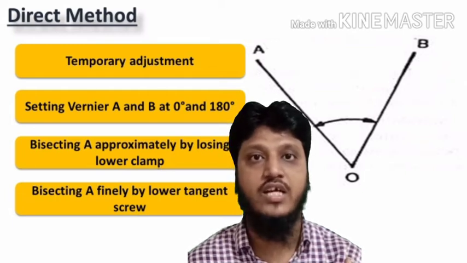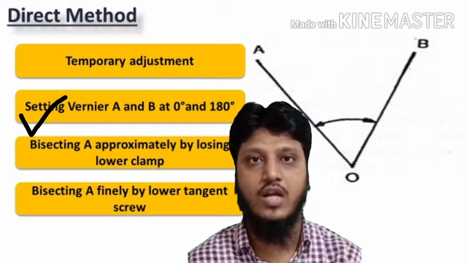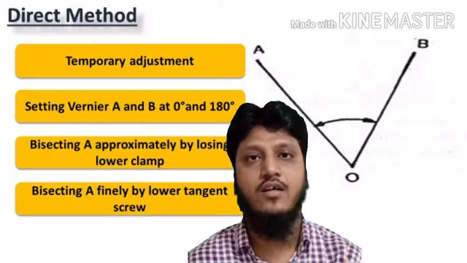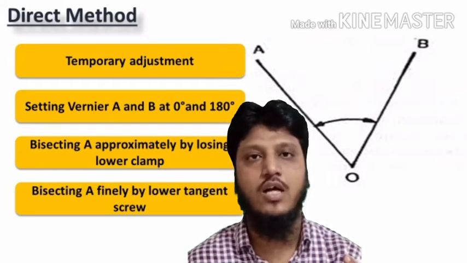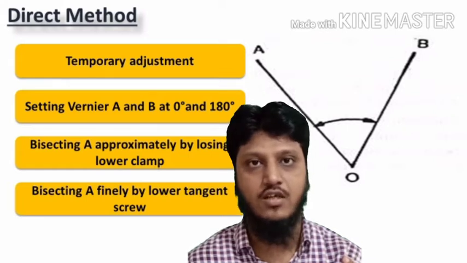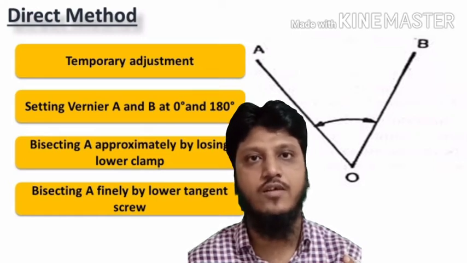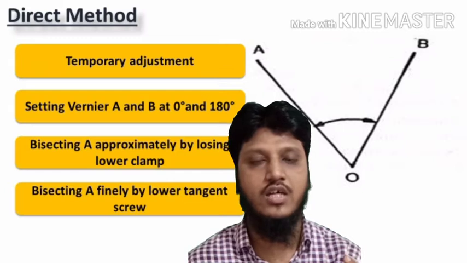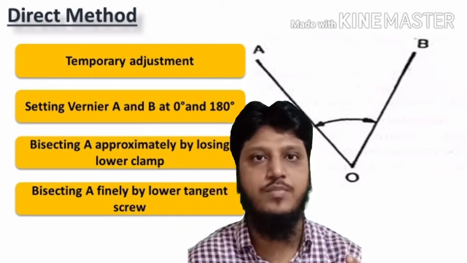After that, we have to set vernier A to 0 and B to 180 degrees. How to do that? We have to tighten the lower clamp and loosen the upper clamp, and make the arrow of vernier A approximately coincide with the 0 of the main scale. Then by the tangent screw we bring it to exact coincidence. This way we adjust the vernier of the theodolite. If A is adjusted at 0 degrees and the instrument is not faulty, then automatically at B 180 degrees will be set.